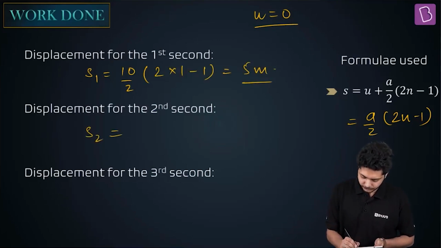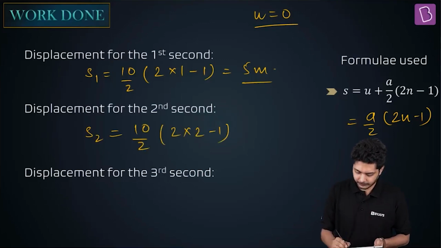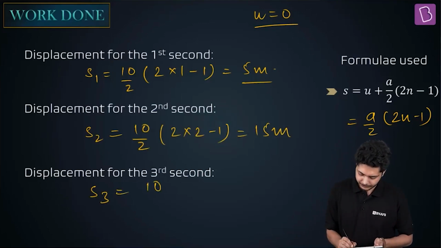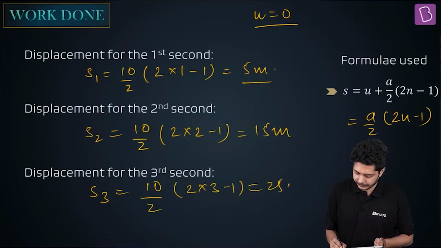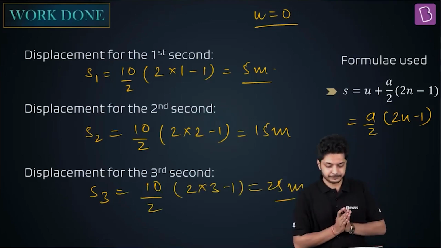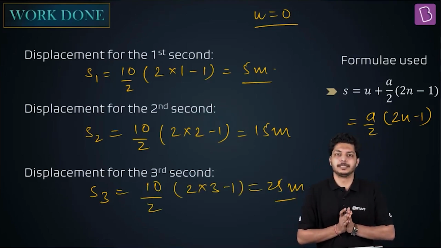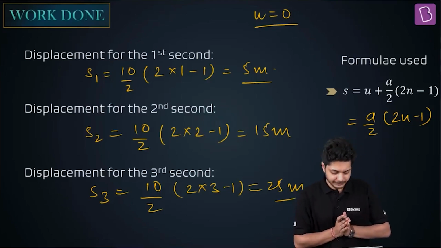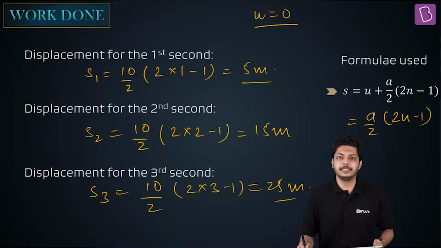For S2, let's calculate quickly. 10 by 2, 2 into 2 minus 1. This will be 15 meters, correct? S3 is 10 by 2, 2 into 3 minus 1, and finally this is 25 meters. Now we have the displacement, which are of course different. For the first second, it is 5 meters. For the second, it is 15 meters. And for the third one, it is 25 meters.